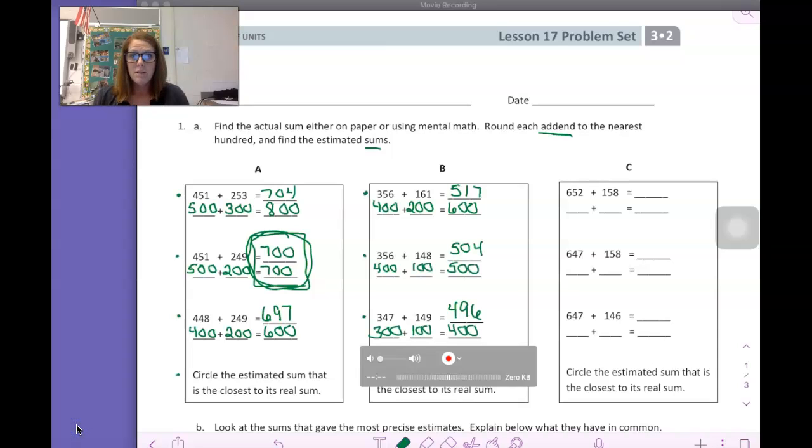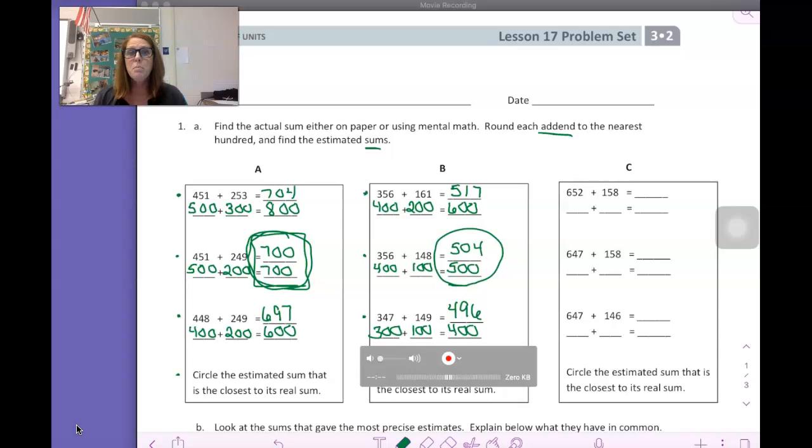Welcome back. So here are our rounded answers. 400 plus 100 equals 500, and 300 plus 100 equals 400. They tell us to circle the estimated sum that is closest to its real sum. And again, it's the one that falls in the middle.